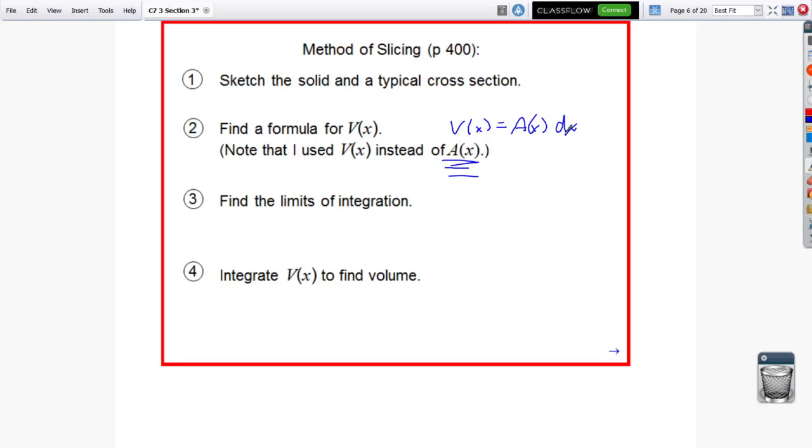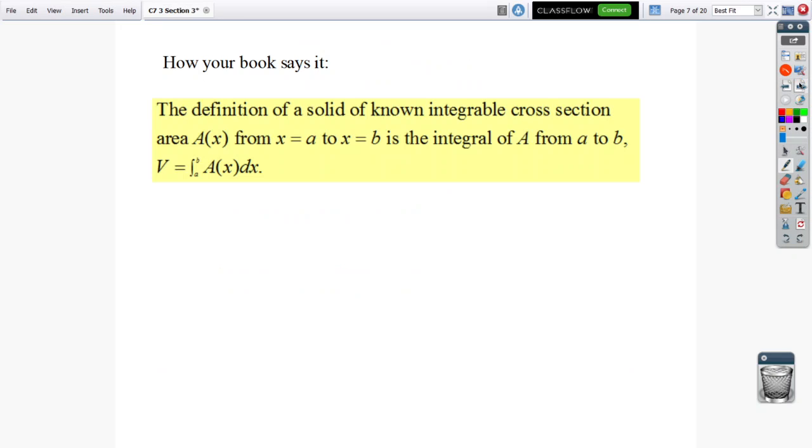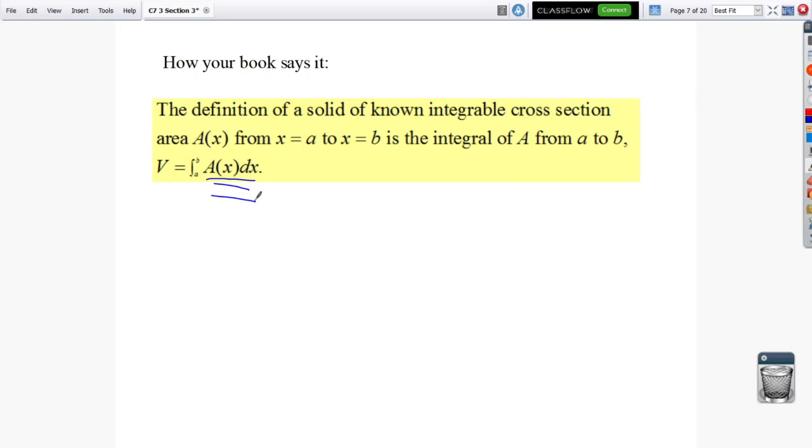And then integrate V of x to find the volume. All right? The way the book does it is the definition of a solid of known integrable cross-section area A of x, from x equals a to x equals b, is the integral from a to b, where the volume is equal to the integral from a to b of A of x dx. So I kind of lean on those 4 steps on the previous page and kind of lean on this formula, kind of a hybrid there.